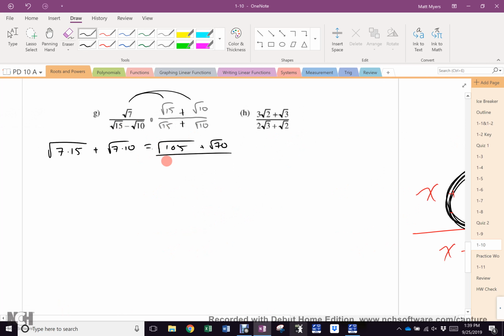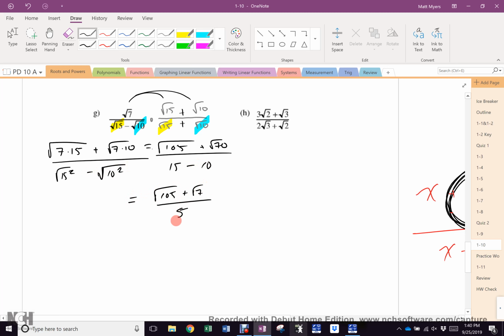So, on the bottom here, what have I got first? What's that going to give me? It's going to give me the root of 15 squared, right? What is the root of 15 squared? 15. What is that going to give me? Minus root 10 squared, which is 10. So now I have root 105 plus root 70 over what?